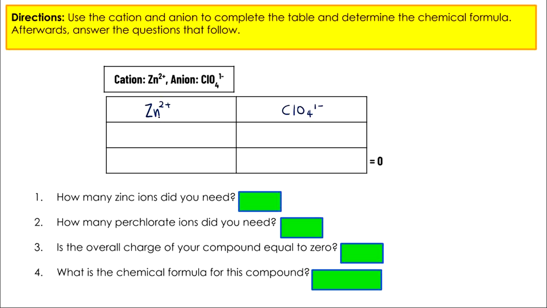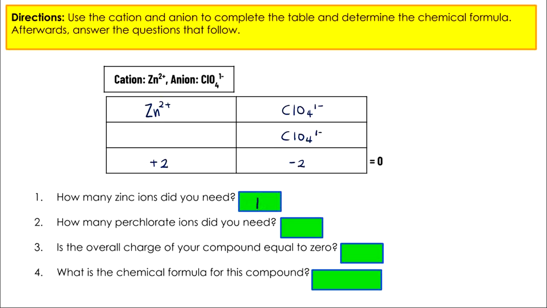So zinc's oxidation number is +2 and perchlorate is -1. Well, how many zincs will we need and how many perchlorates will we need? We need another perchlorate so that our oxidation number is a total of -2 for the anions. +2 minus 2 is equal to 0. So how many zinc ions did we need?